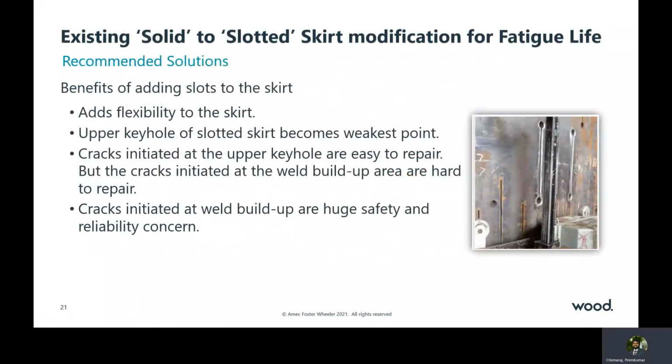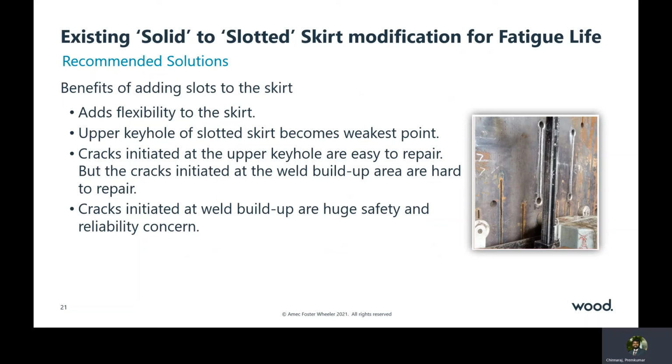As explained earlier, thermal expansion and contraction of drum during operation results in severe bending stresses induced at the inner crotch area. Therefore, cutting slots to the existing skirt will add flexibility to the system, thereby reducing the thermal stresses induced at the inner crotch area. Adding slots and keyholes will result in introducing stress concentrations to the skirt and will become the weakest link.